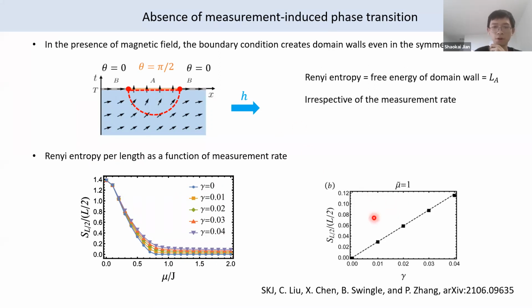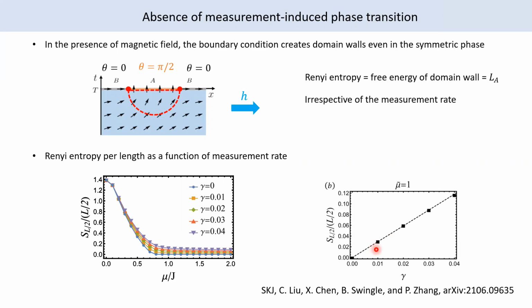We can also plot the Renyi entropy per length as a function of quantum error at the transition point. So if there is no quantum error at the transition point, Renyi entropy density is 0. We can see it is linearly proportional to the probability of losing the record, which is consistent with the field theory, the linear coupling with the field theory.